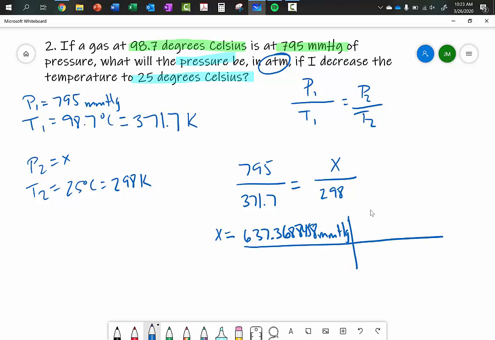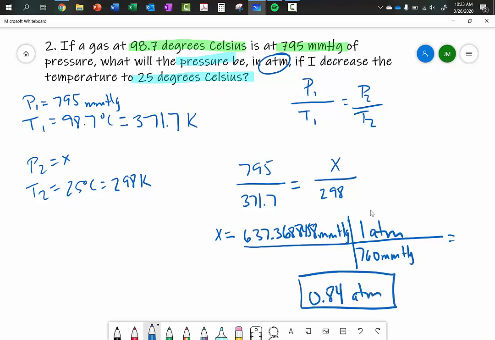Now the question is asking for my answer to be in atmospheres, so I'm going to go ahead and do that. There's 760 millimeters of mercury in 1 ATM. So my final answer should be 0.84 ATM.